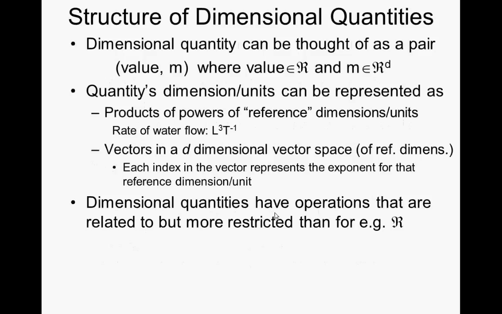And so we have a number. We have a number, 3. And maybe it means 3 animals, or maybe it means 3 thousands of animals in our model. And that's kind of metadata about that number, okay? We could also think of it as kind of a vector in a d-dimensional space where each dimension represents an exponent for a particular dimension.